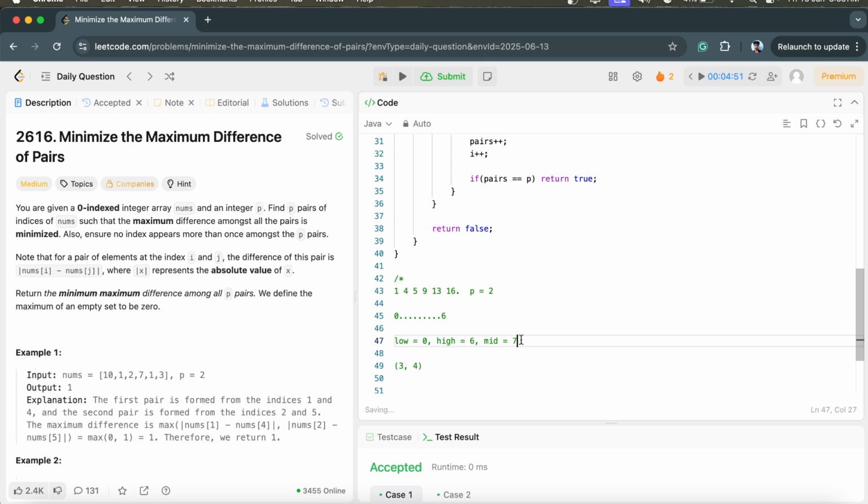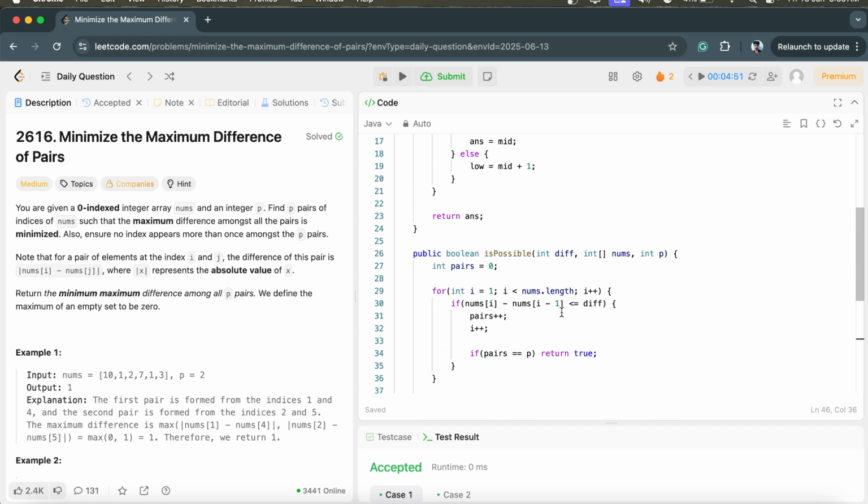So what is the next mid? It is 6 minus 0 divided by 2, which is 3. Now mid is 3. This is the new range, and among this range the answer is going to lie. The answer got updated to 7, because previously the value that satisfied was 7. So again we will run this for loop.